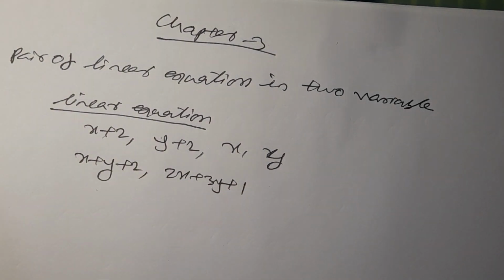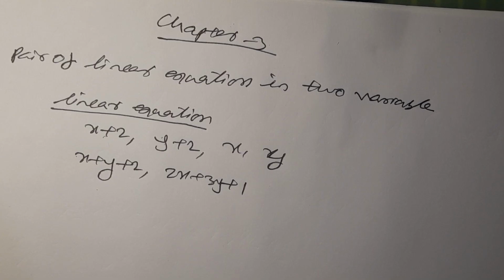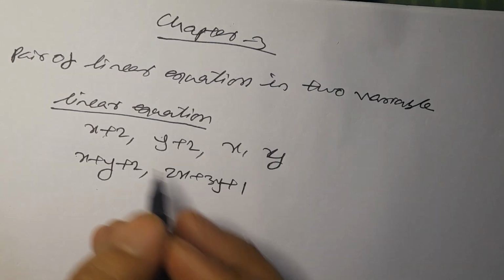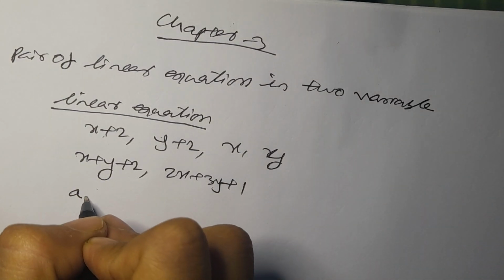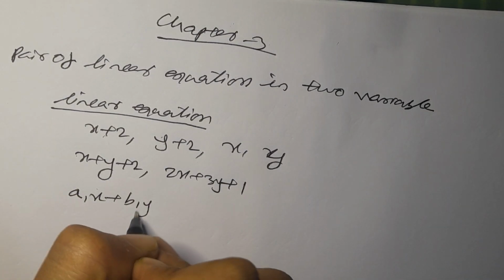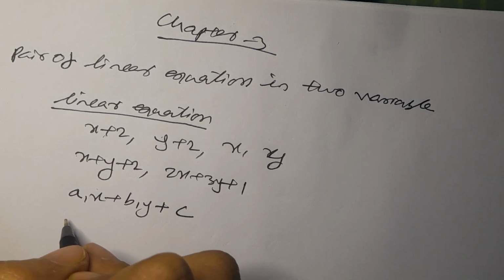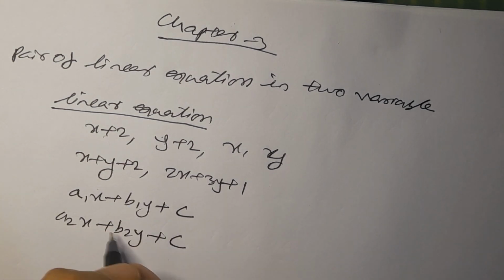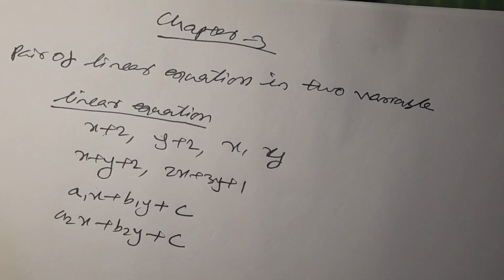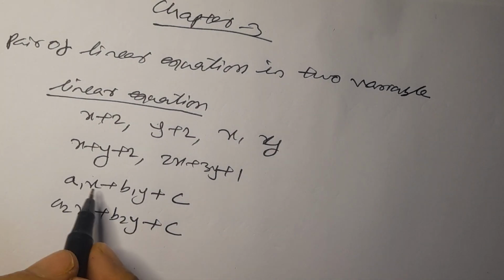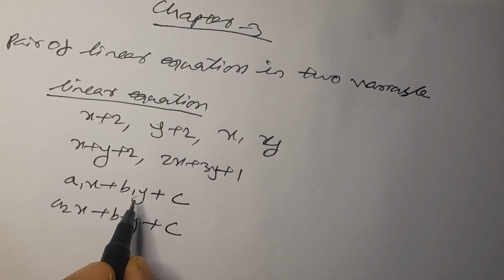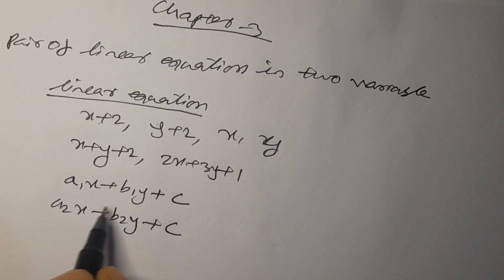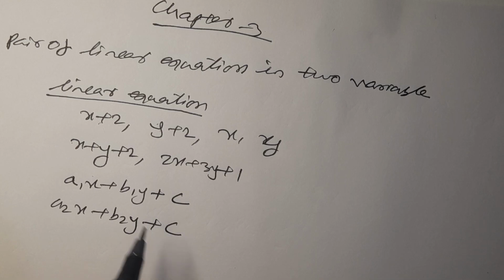So it has its general form, the general linear equation of two variables: a1x plus b1y plus c1, and another will be a2x plus b2y plus c2. These are the two equations, the general equations of two variables in linear form. Why is it two variables? Two unknowns, one is x, one is y. Why is it linear? Here the highest power is 1. So we got a pair of linear equations in two variables.